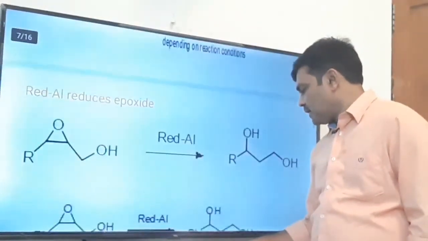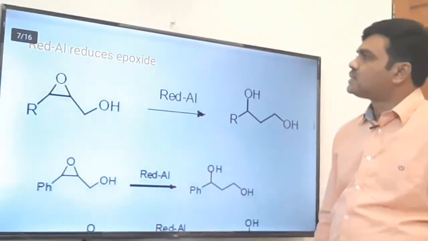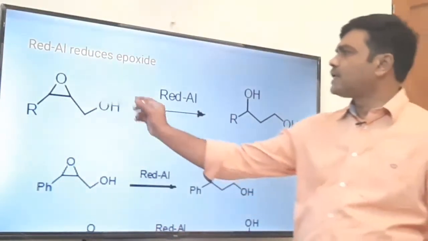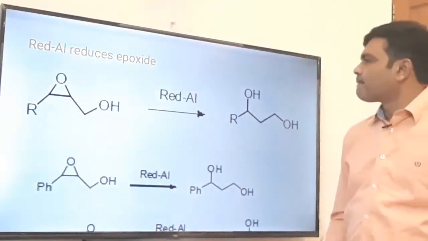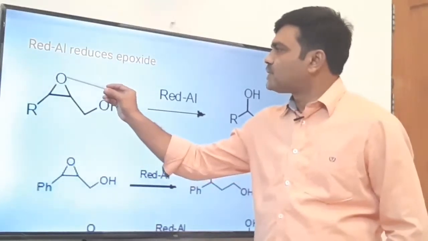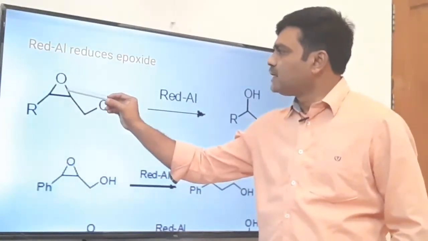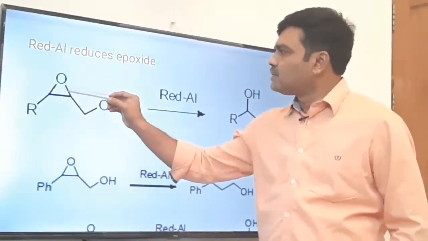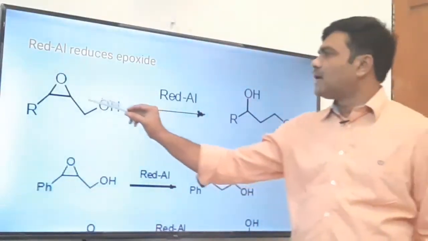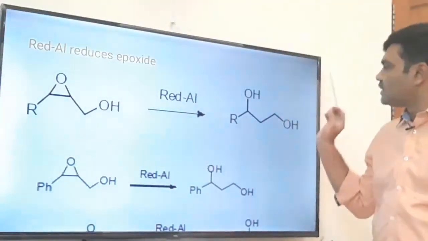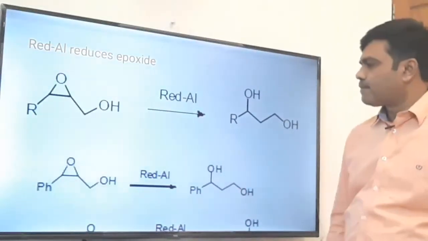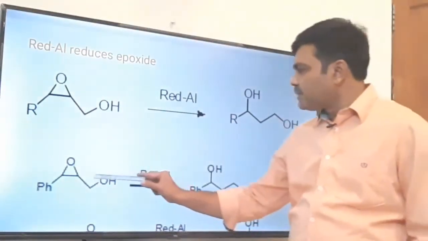Now let us see the role of red aluminium to open the epoxide ring. At the alpha carbon there is an OH group. This is the epoxide ring, and it may open from this end or from this end. So from which end will it open? It will open from the OH group side. Means, at the alpha position there is an OH group, and the ring opening reaction takes place from that end.